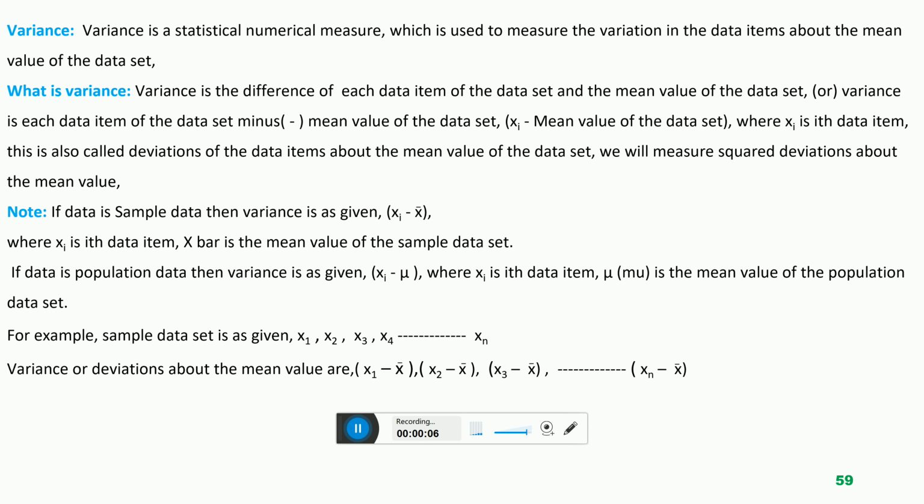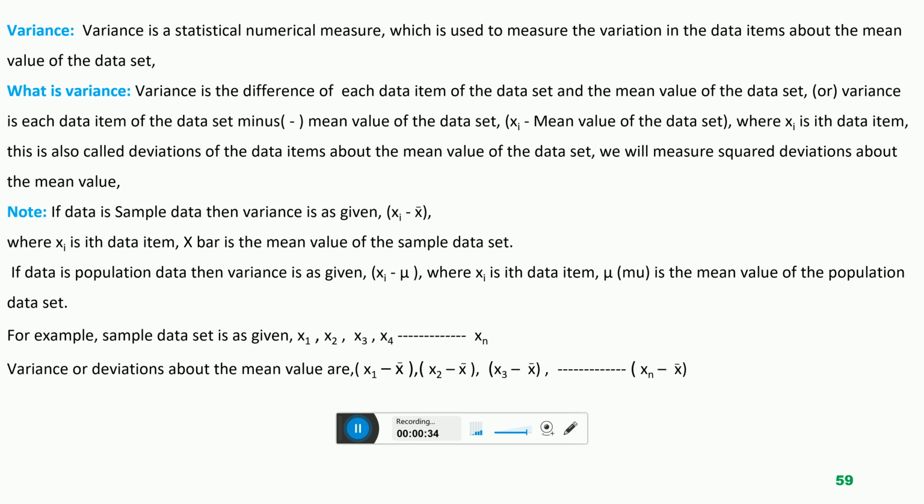Today we will learn about the descriptive statistical numerical measure variance, which is used to measure the variation in the data items of the data set about the mean value. So variance means variation or variability. And how can we define variance, or what is variance actually?